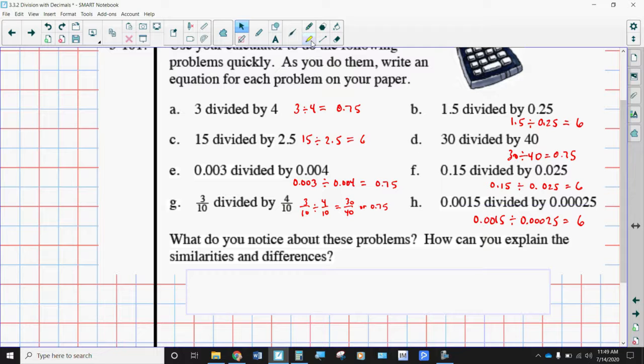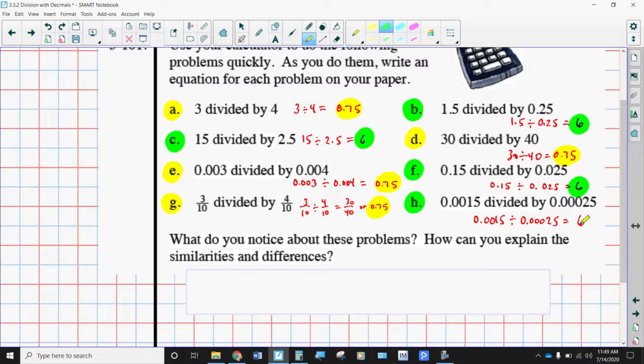All right, what are we noticing? You notice that this guy right there has an answer of 75 hundredths. This one here has an answer of 75 hundredths. This one right here has an answer of 75 hundredths. And this one right here has an answer of 75 hundredths. Then you look at B, that has an answer of 6. C has an answer of 6. F has an answer of 6. And H has an answer of 6.